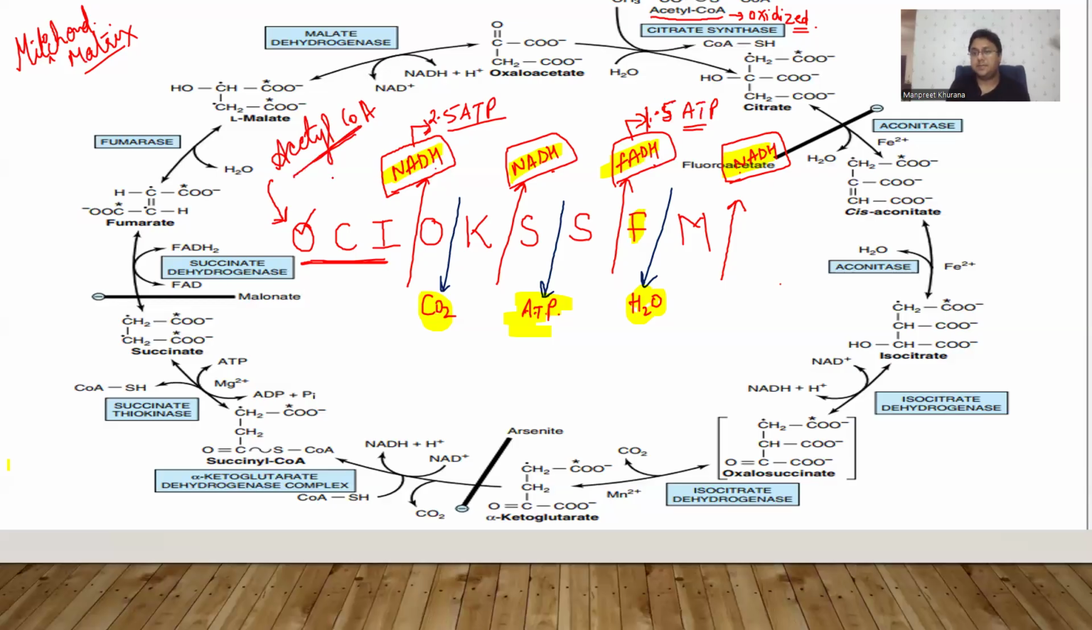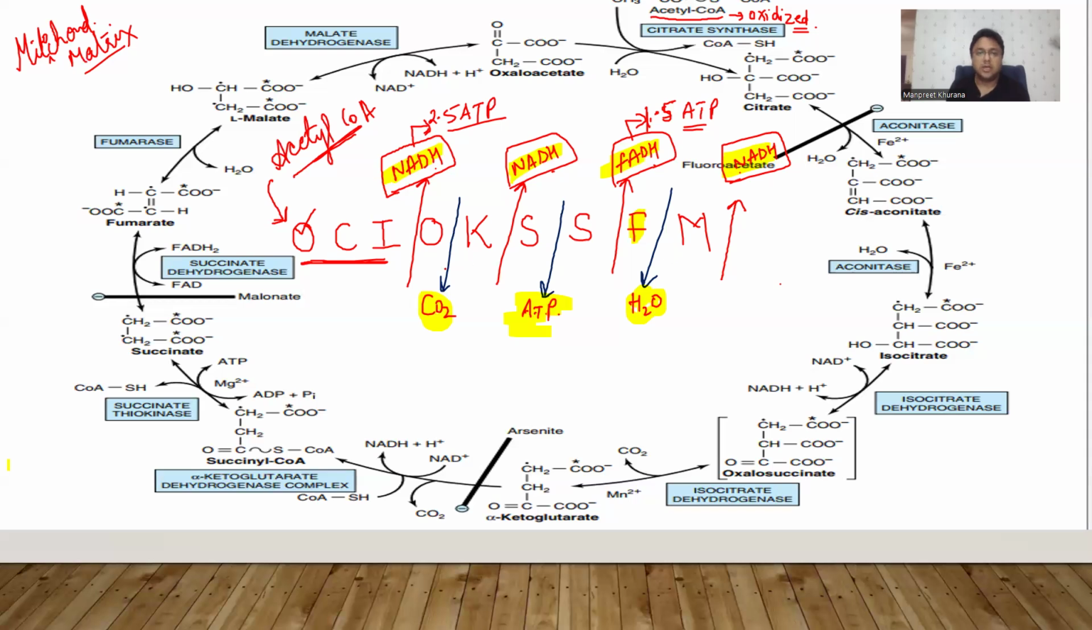Now this acetyl coenzyme A enters the Krebs cycle. This acetyl coenzyme A is oxidized into various products. So it is oxidized with the use of oxaloacetate into citrate, right? So acetyl coenzyme A is getting oxidized to citrate with the help of oxaloacetate. So let's first understand what OCI, OK, SSFM means. O for oxaloacetate, C for citrate, I for isocitrate. Then here it is O for oxalosuccinate, K for alpha-ketoglutarate, S for succinyl coenzyme A, S for succinate, F for fumarate, and M for malate. So these are the various intermediate products.